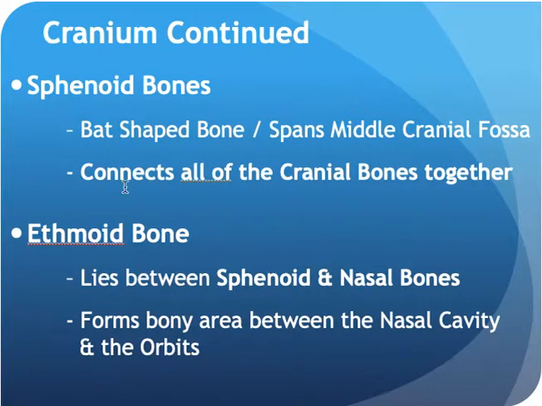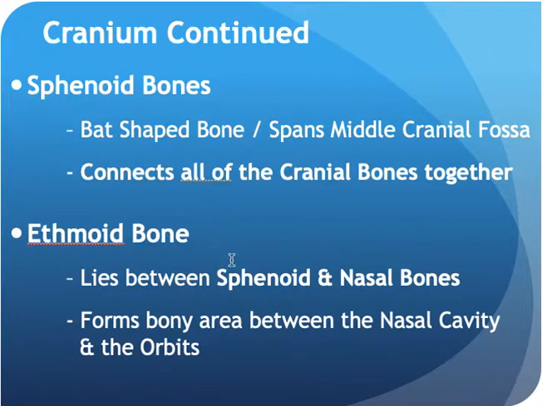These ones always trick people a little bit, but we have these sphenoid bones. Okay, these are going to be a bat-shaped bone. It's going to span the middle cranial fossa. It's going to connect all other cranial bones together. This is always a question on your multiple choice, which bone connects everything, or which bone are all the other bones connected to, and that's going to be the sphenoid. And again, you want to remember that's the bat-shaped one.